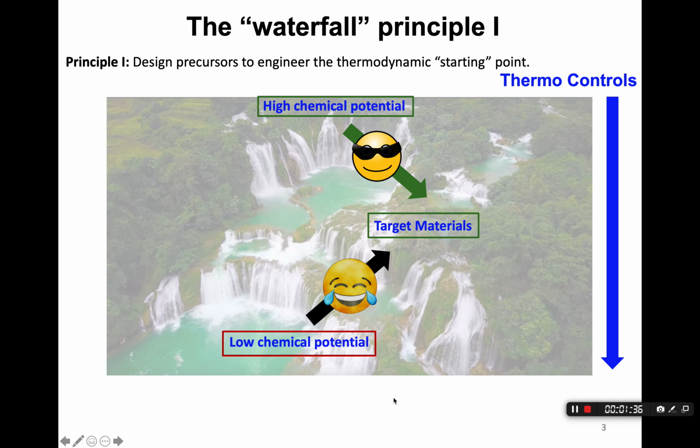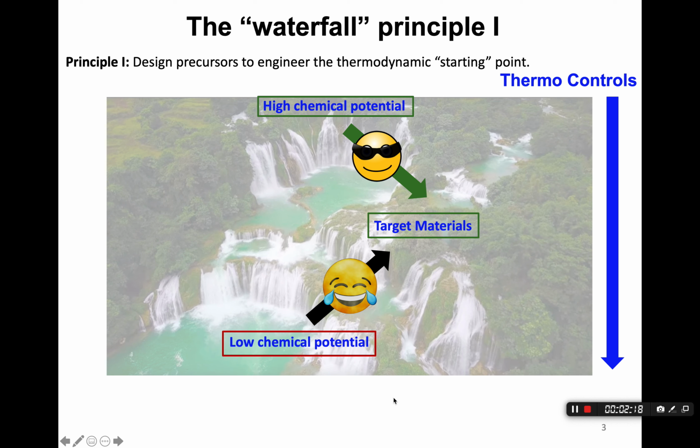So first, let's recap what I mentioned in the last video, waterfall principle 1. Waterfall principle 1 basically tells you that a chemical reaction is essentially a waterfall, right? Like a waterfall, where gravity controls everything, in a chemical reaction, thermodynamics controls everything. So what you need to do is find the best precursors that start with a high chemical potential, so that the thermodynamic driving force is going to push the reaction from the high energy state to the low energy state. You just need to place your precursors at a higher chemical potential compared with the target.